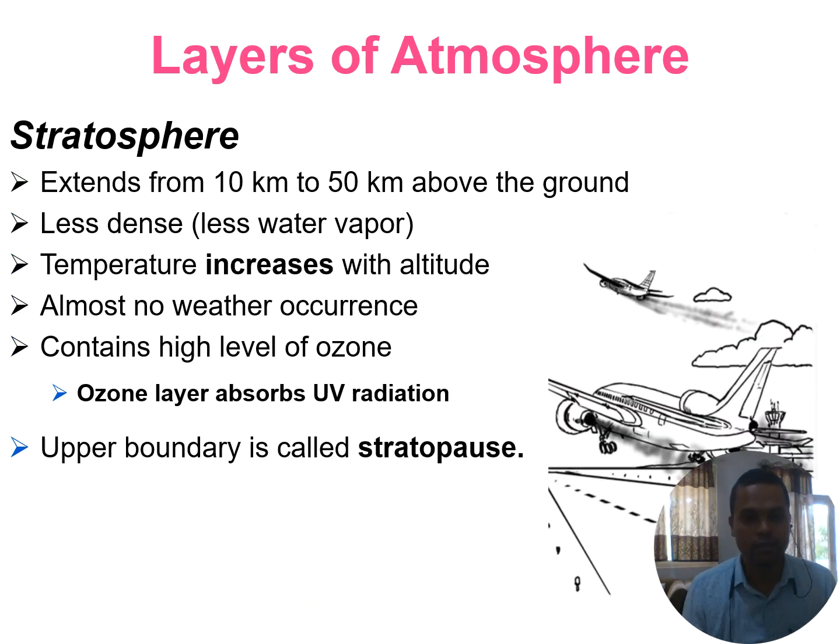Then the stratosphere. The stratosphere extends from 10 kilometers to 50 kilometers above the ground. The air is very thin. There is no weather here: no rain, no cloud, no storm, and it contains a lot of ozone. This is the layer where the UV radiation is absorbed.